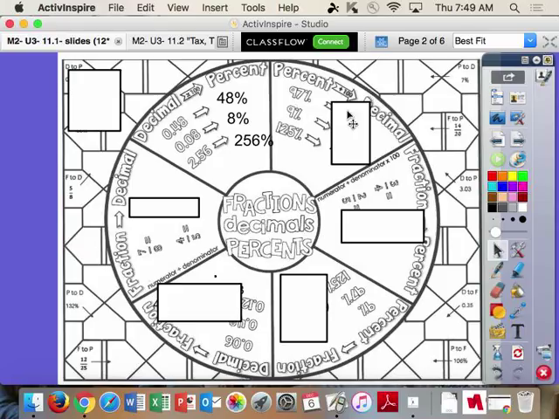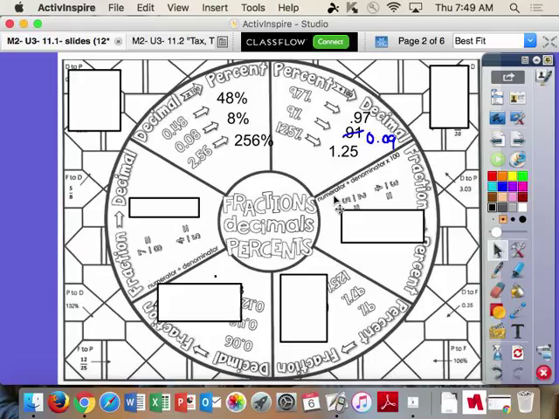Okay? Now, if I go the opposite direction, I have the percent, I want the decimal, we take the percent and we divide by 100. So 97 divided by 100, 97 hundredths, or 0.97. 9% divided by 100, that should be 0.09. Okay, 125% divided by 100, 1.25.